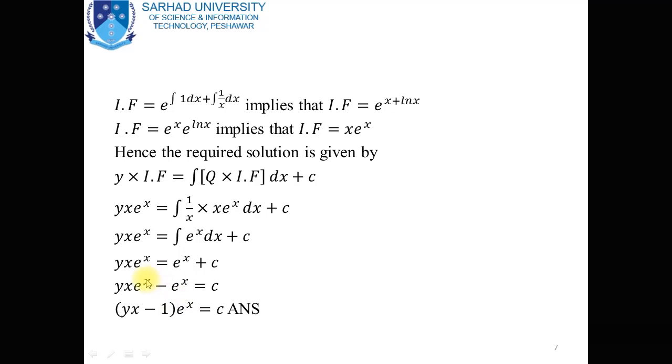And this solution can now be written as y x e power x minus e power x is equal to c, and taking e power x common, y x minus 1 into e power x is equal to c. This is the general solution of the given differential equation.